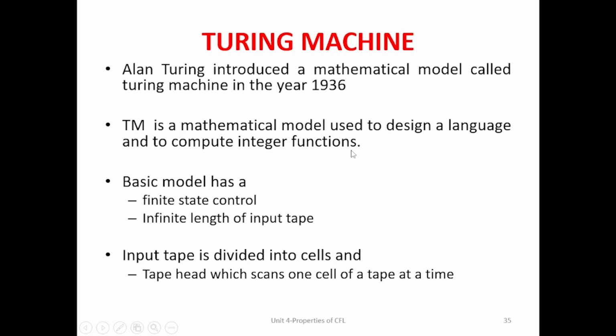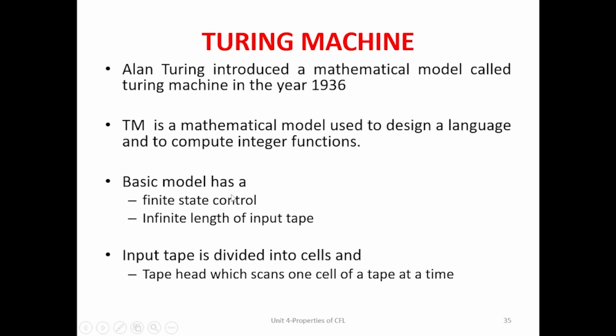Alan Turing introduced a mathematical model called a Turing machine in the year 1936. A Turing machine is a mathematical model which is used to design a language and also to compute integer functions. The integer functions may be simple addition, subtraction and multiplication operations. So these operations can be done with simple integers in a Turing machine. So it's a basic mathematical model.